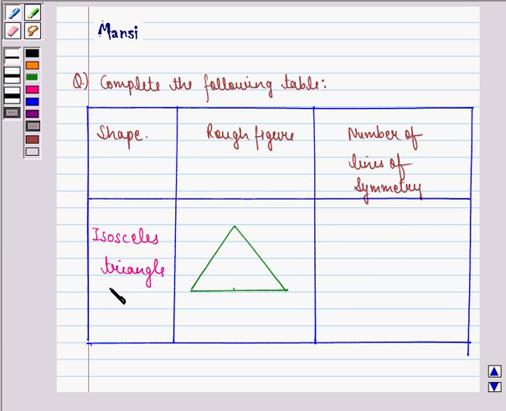Now the next part is the isosceles triangle. This is a rough figure for an isosceles triangle, and we see that there is just 1 line of symmetry, that is this. So our answer to this part is 1.